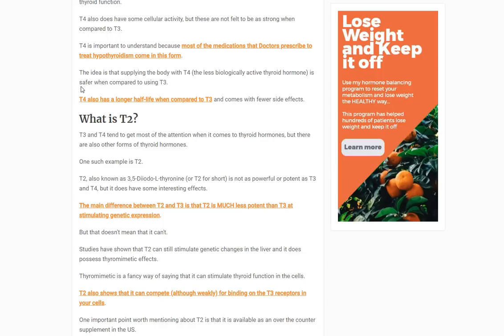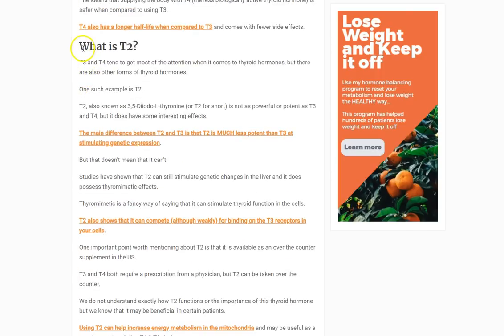Now what about T2? I like to talk about T2 because it is important. T2 is a different type of thyroid hormone, and it doesn't get a lot of attention. In the United States, I don't know if this is true in other countries, T4 and T3 are prescription medications. T2, which is still a thyroid hormone, by the way, is an over-the-counter supplement. It's not as widely known about when compared to other thyroid hormones, but it has some interesting effects.